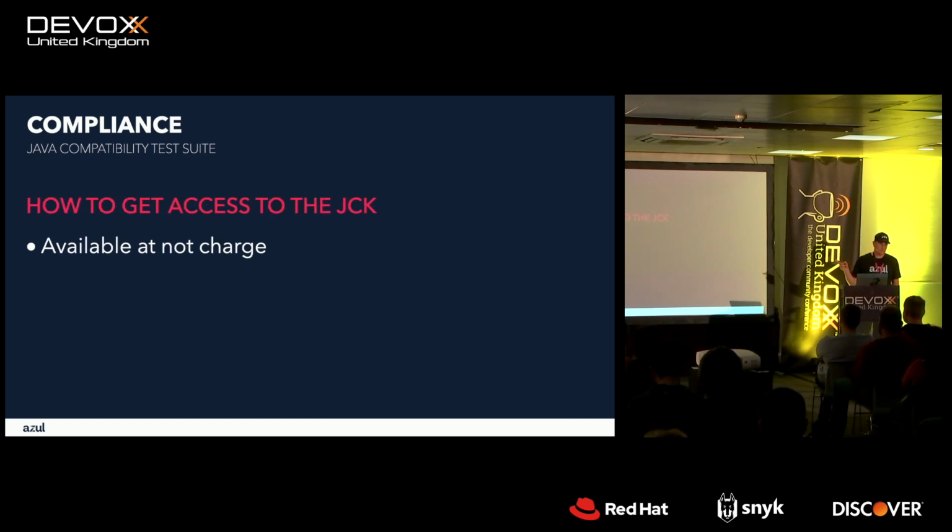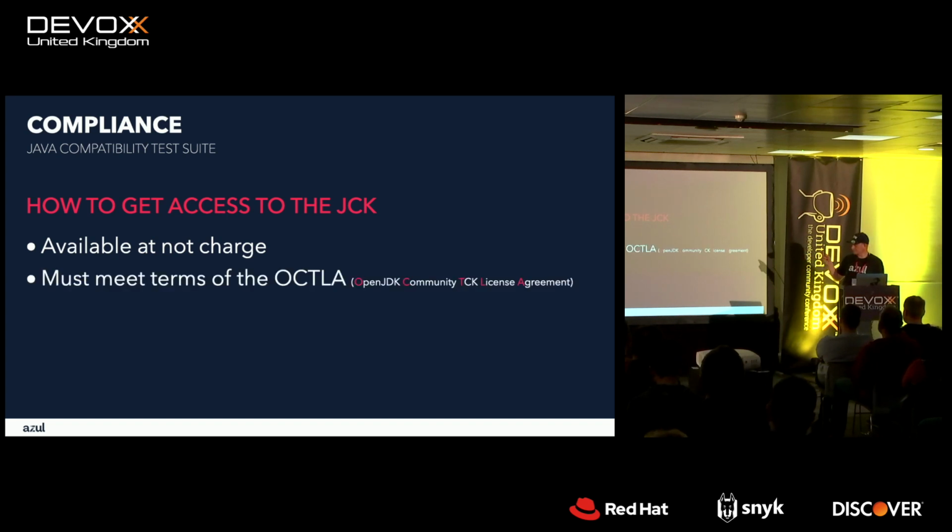How to get access to the JCK? Because I said you can look up the code. It's not that hard. It's available at no charge. You have to fill out a lot of paperwork to do it. And you have to meet the terms of the OCTLA, and I always have to read it, the OpenJDK Community TCK License Agreement. Nice. If you meet these terms, fine.